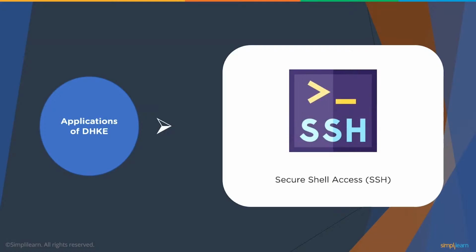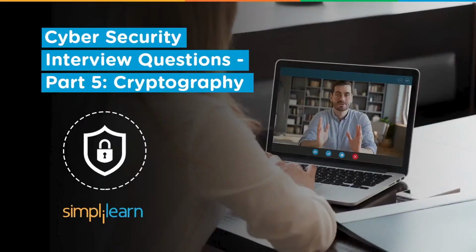It is a cryptographic protocol used to access system terminals from a third-party appliance or application. The Diffie-Hellman algorithm helps in exchanging the keys between both systems so that remote access can be enabled. Here, we will focus on the popular cryptography questions that can be asked in a cybersecurity interview.